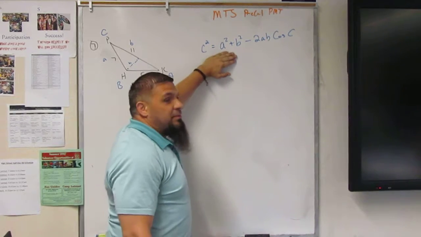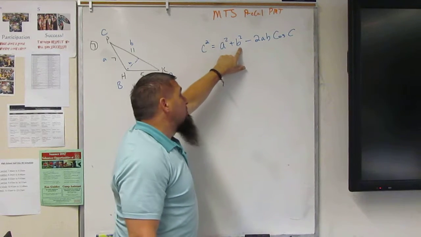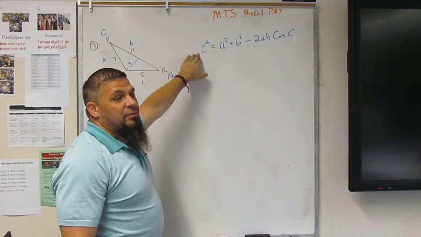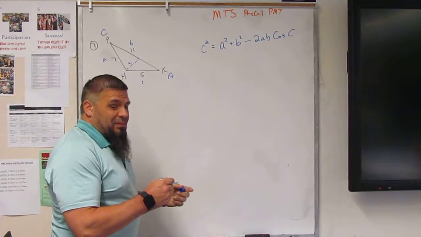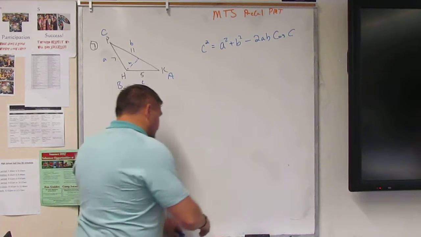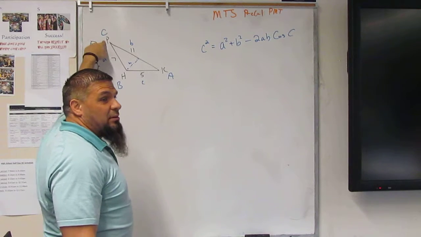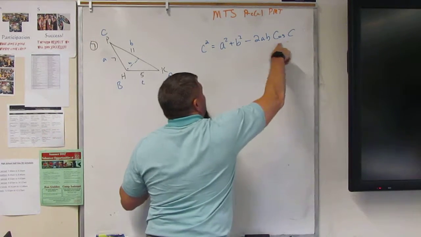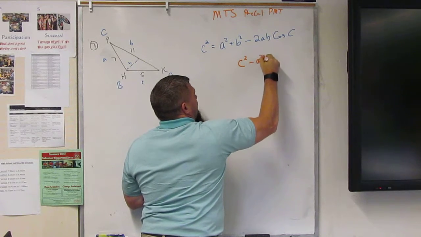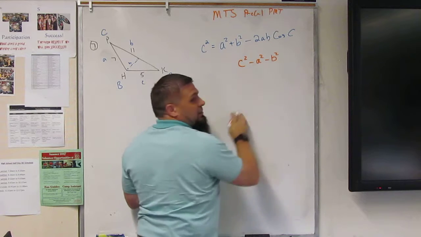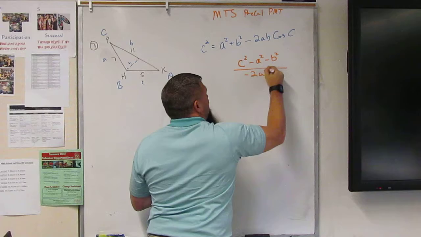So Pythagorean theorem, minus 2ab, cosine of the angle. Okay? Once we have that, then we have to rearrange it though. Remember? Because I'm looking for C, I'm looking for the angle. So to find this angle, I have to have C squared minus A squared minus B squared, right? All divided by this negative 2ab, right?